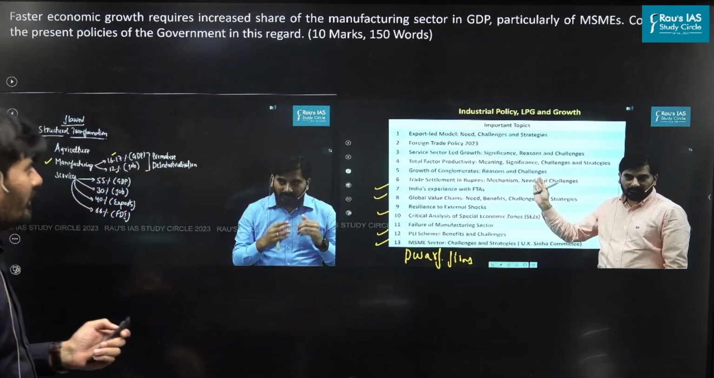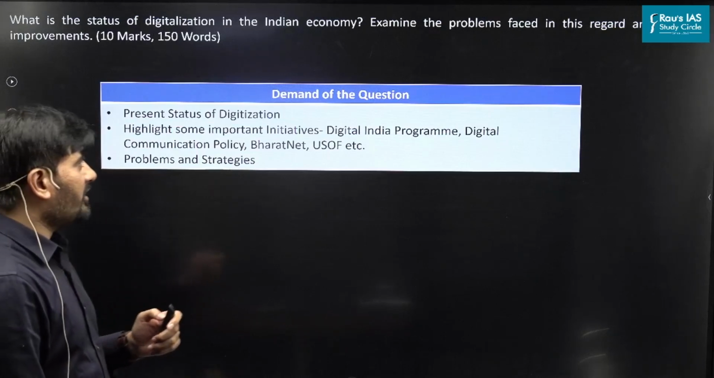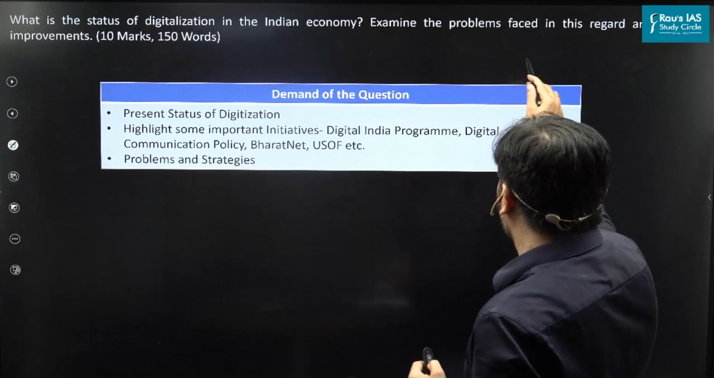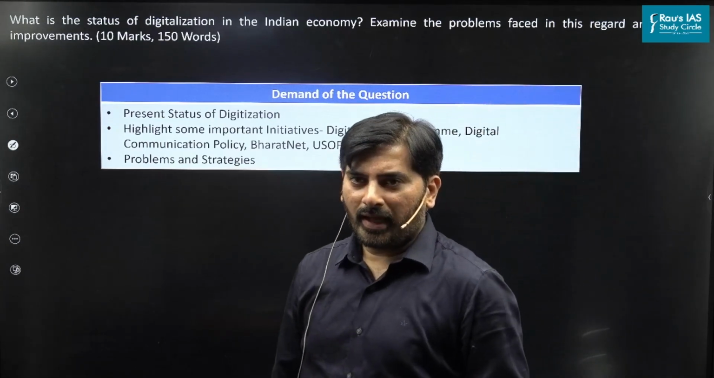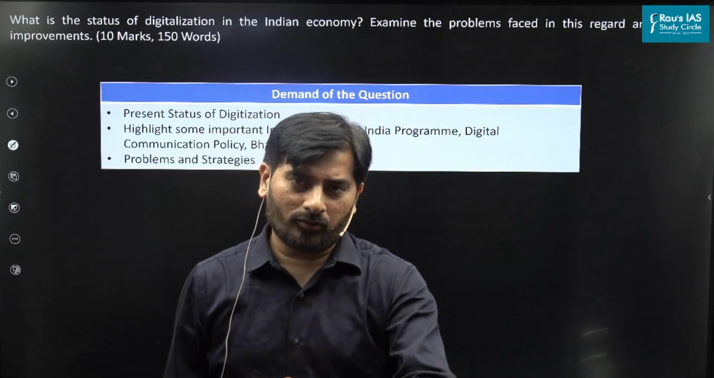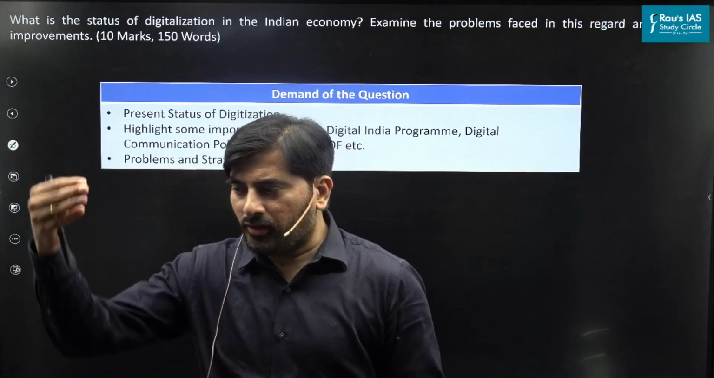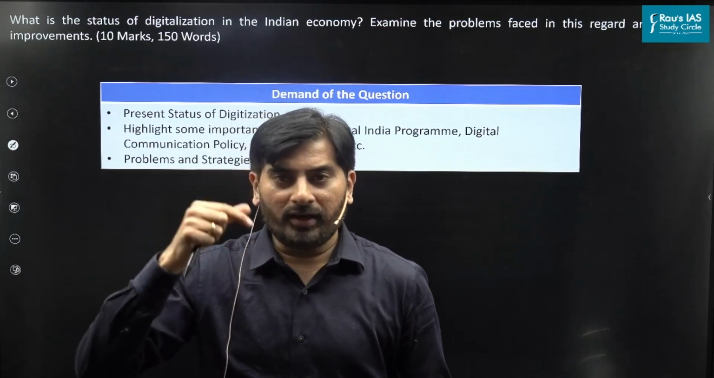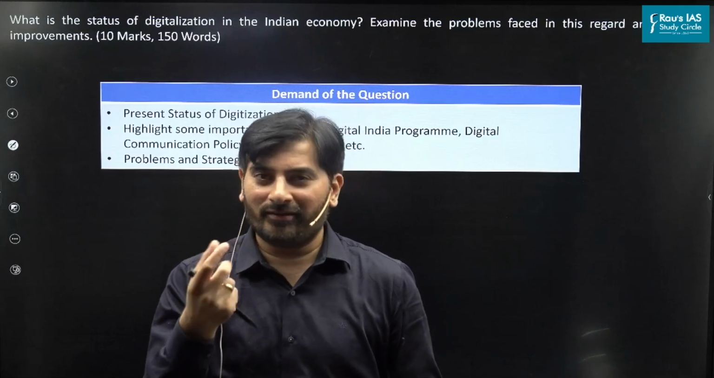Let's take up the next question. What is the status of digitization in the Indian economy? Examine the problems faced in this regard and suggest improvements. I would consider this a very straightforward question in this year's mains examination. In your UPSC syllabus, there is one line that is infrastructure. So, infrastructure could also be interpreted as digital infrastructure.